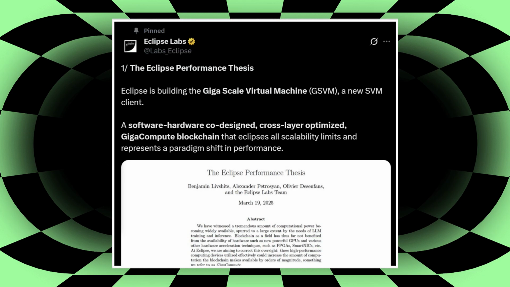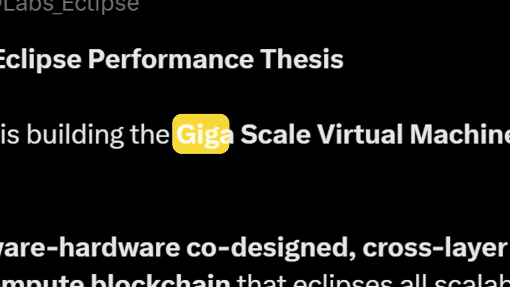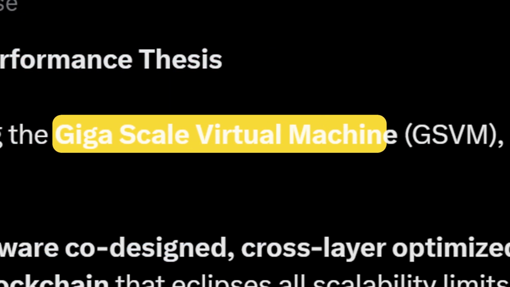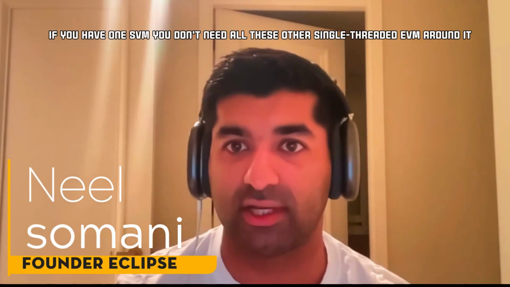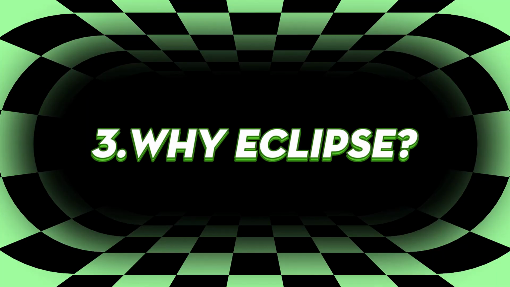On top of that, Eclipse is developing something called the GSVM, the Giga Scale Virtual Machine, a next-generation version of the SVM that's built for massive horizontal scaling. We're talking millions of users, thousands of apps running smoothly all at once. And I like how the founder said, if you have one SVM, you don't need all these other single-threaded VMs around it. That's right, we don't need hundreds of rollups anymore. Eclipse everything.